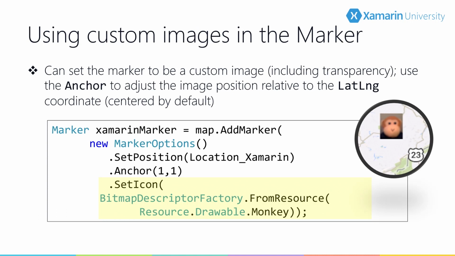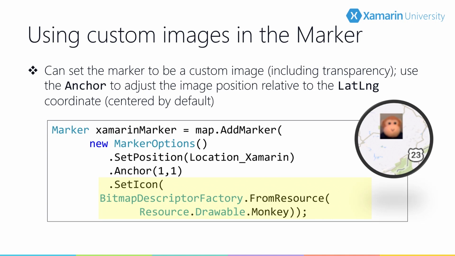Now, if you aren't a fan of the balloon shape, you can supply your own image for the marker. This is done through static methods on the BitmapDescriptorFactory class, which let you load an image from an asset, a file, or a resource. The image can have transparency, it can be any size, and it can be positioned to the coordinate through the anchor property, which controls the pixel in the image that's placed at the lat-long position.